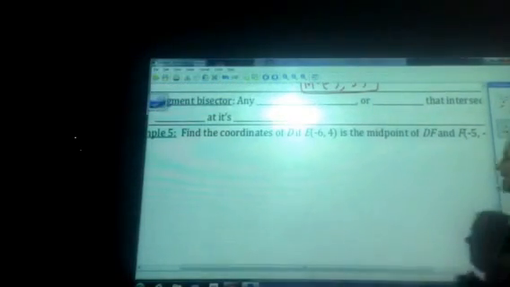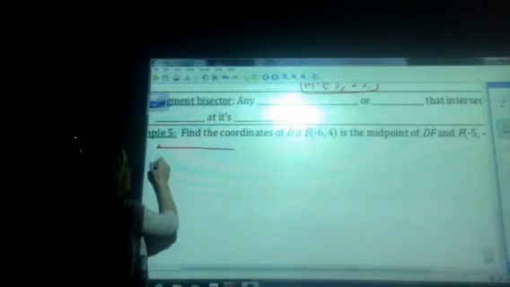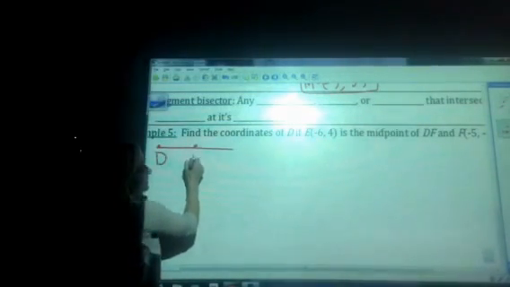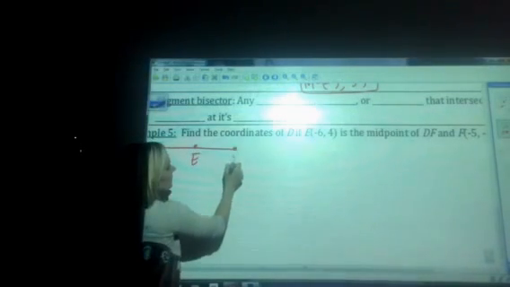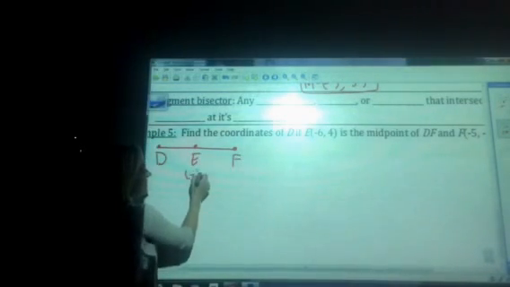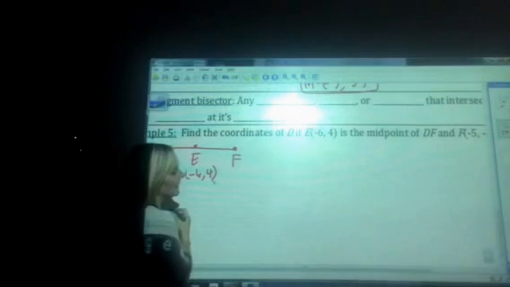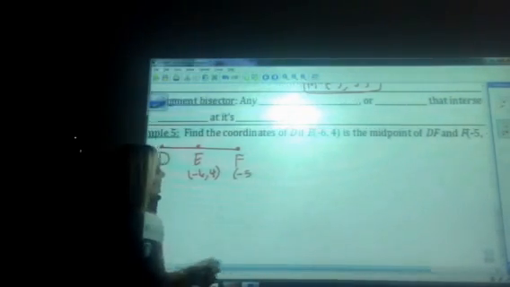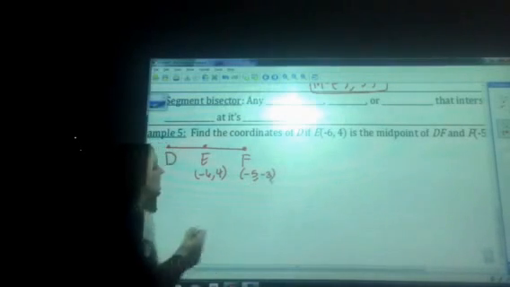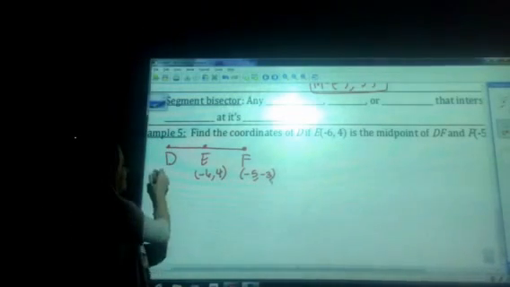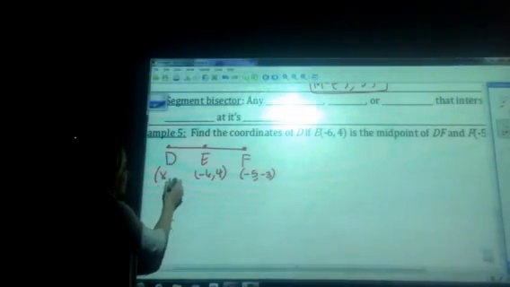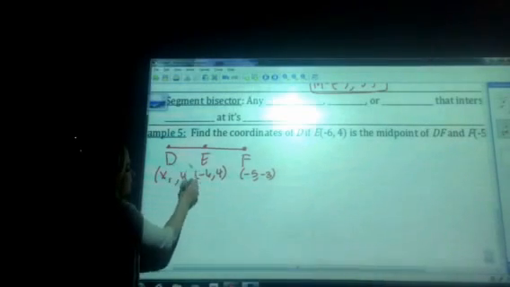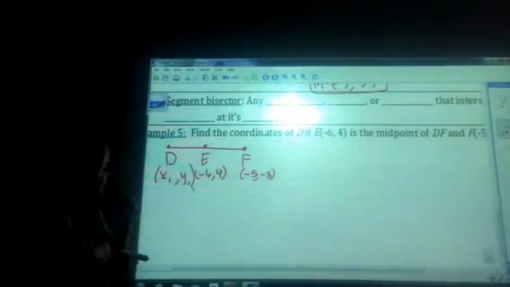All right. Our next example says find the coordinates of D if E is the midpoint, okay? If E is the midpoint of DF, and E is located at (-6, 4), and F is located at (-5, -3). Okay, now we're going to look for D. Obviously, D is not the midpoint, but I am going to give it a point, x1, y1. It is the first point in our segment here.